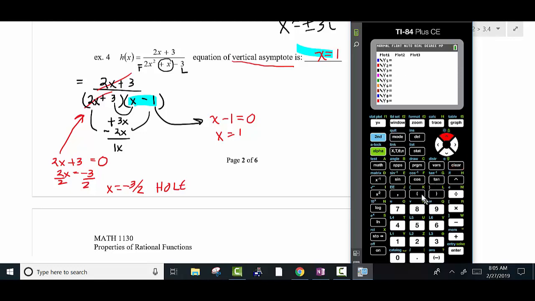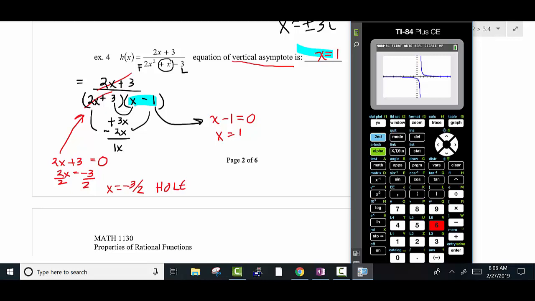Okay, so let me get this put in. So we're going to go 2x plus 3 in parentheses. That's important you have that in parentheses. Same thing in the denominator in parentheses, so that is 2x squared plus x minus 3. Okay, so just standard windows. So this is what I'm mainly wanting to show you is this then. So you're going to see the vertical asymptote coming out at 1.